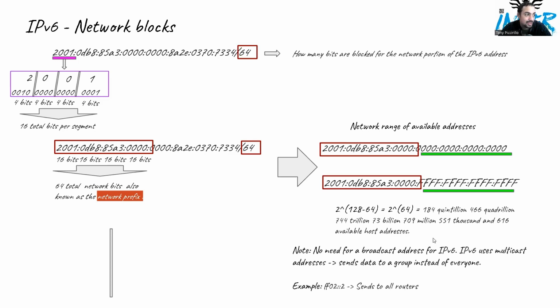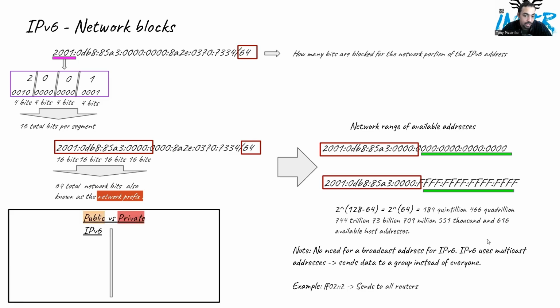And as a note, there's no need for a broadcast address for IP version 6 because they use multicast addresses, which sends data to a group instead of everyone. So for an example, FF02::2 sends to all routers, right? Multicast addresses are built specifically for specific targeted versions of broadcasts. So there's like all routers and all switches and things like that. It's very specific. So they have specific addresses. That's why we don't need a broadcast address.